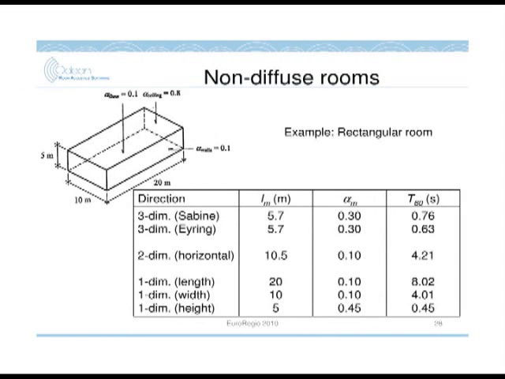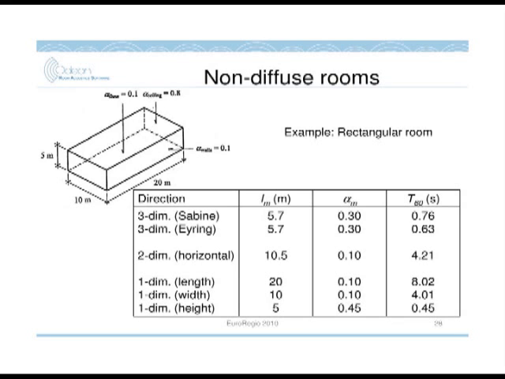This leads to the final part of this discussion about particles and waves in rooms, because I would now like to show what happens in a simple case of a non-diffuse room, namely a rectangular room where the ceiling is very absorbing, with an absorption coefficient of 0.8, but the floor and the walls are quite reflective, with absorption 0.1.